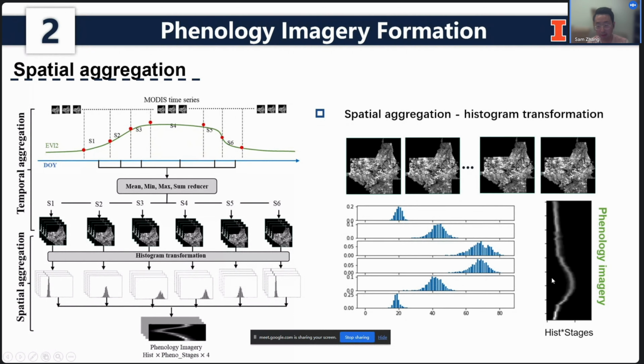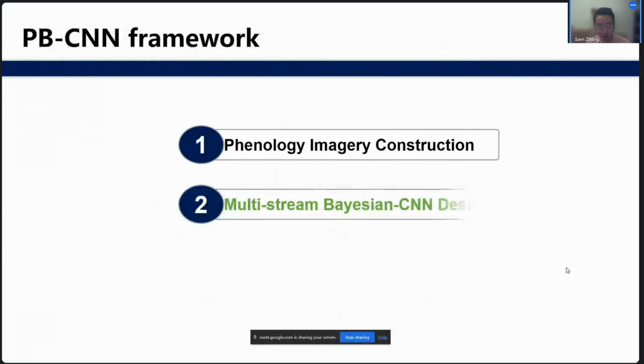And you can see that there are clearly some patterns that can be learned by people or by the deep learning models. So we will use these phenology images as the input for our deep learning models. And like I said, because these images already incorporate the phenology information, this can help us to handle the phenology dynamics across different regions. So that's for the first part.